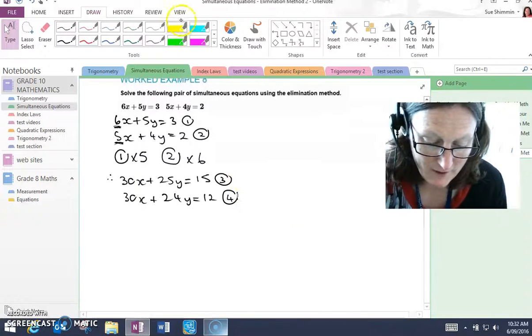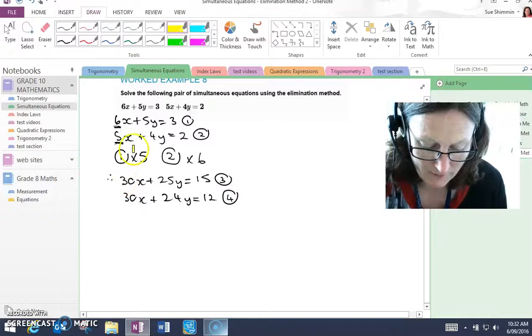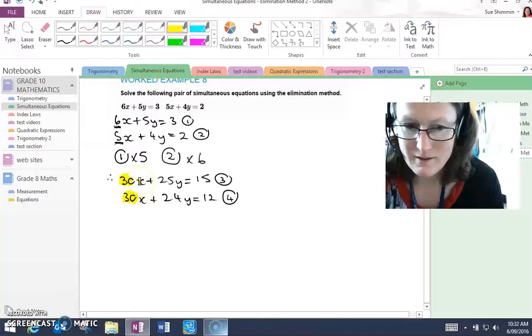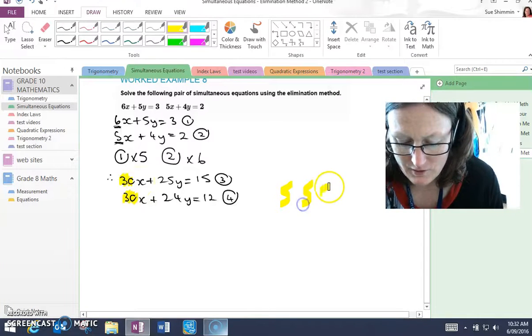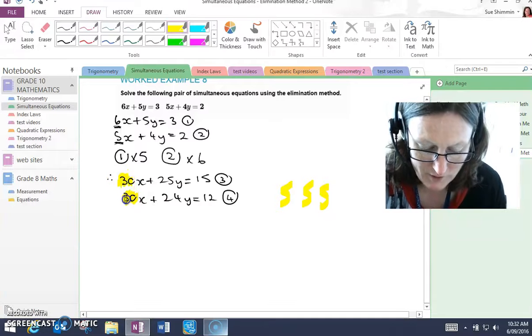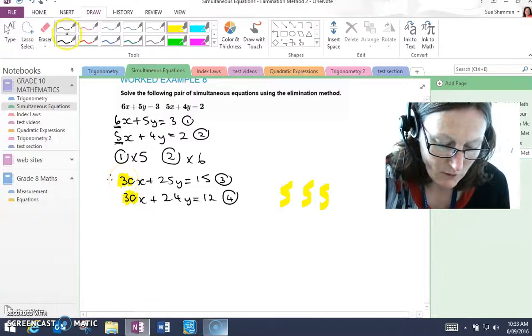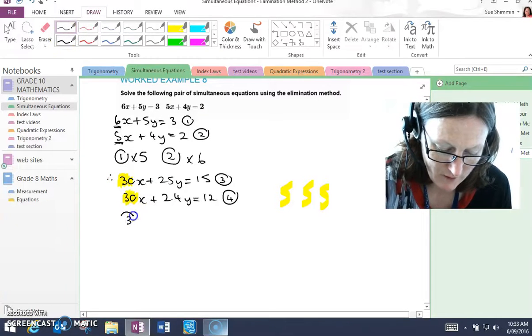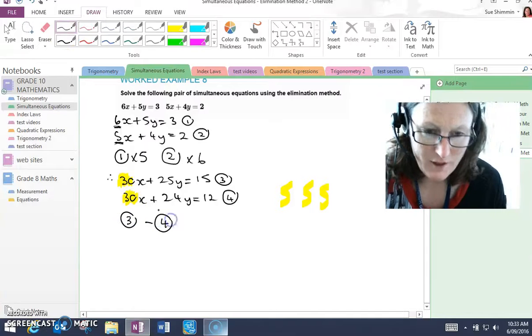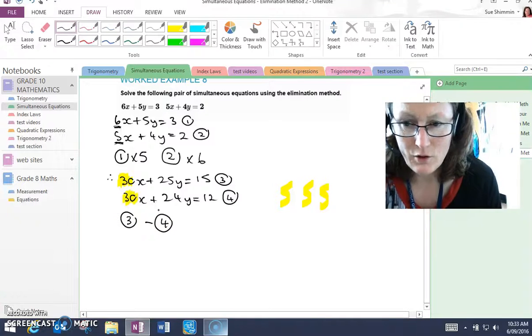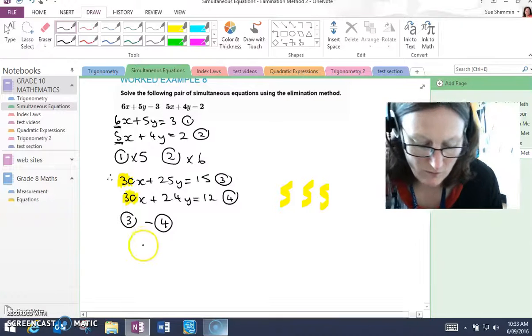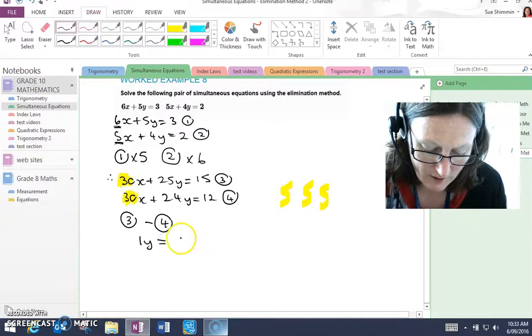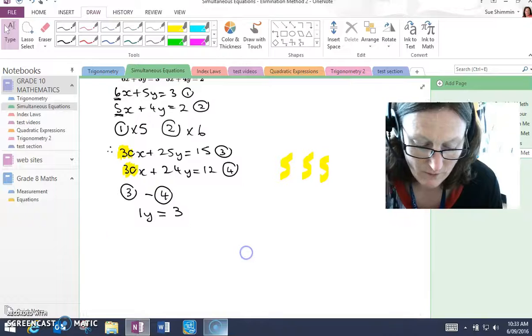Rename those equations. Now look what we can do. The coefficient with the x is the same. They're both 30x and same sign, subtract. The sign with the 30 is the same. So we subtract these equations. 3 subtract 4. 30x take 30x, gone. No x, so we've eliminated the x. 25y take 24y is 1y. 15 take 12 is 3, so y is 3.